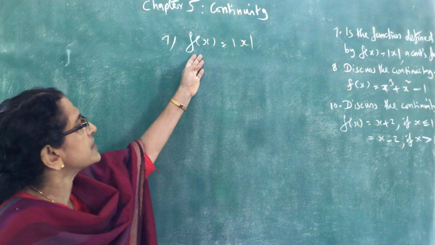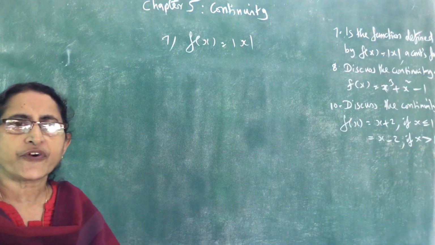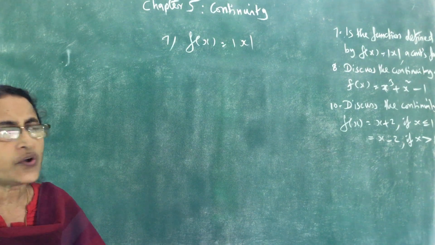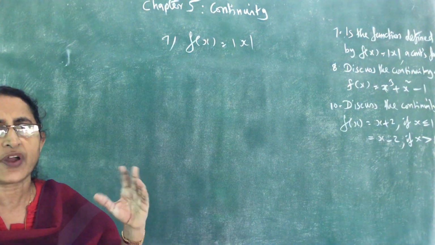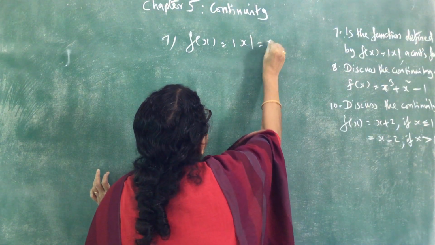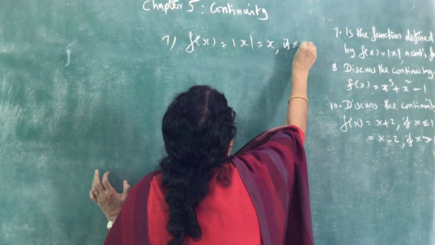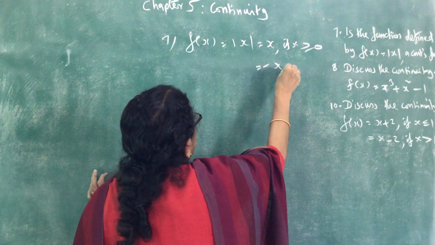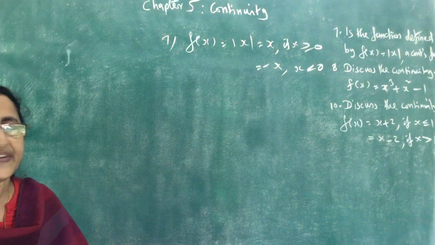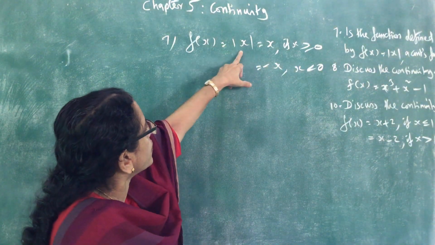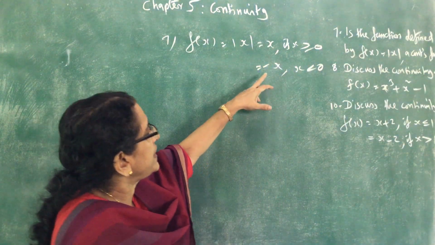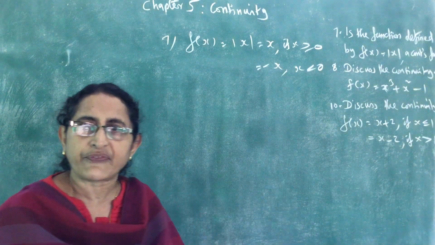What is the domain of this function? This is modulus x. It is defined for every real number x. So the domain of this function is the set of all real numbers. First we have to rewrite the function. We have to change the modulus and write the function. By definition, we know it is equal to x if x is greater than or equal to 0, and equal to minus x if x is less than 0. That is how the modulus function is defined. So f of x equal to modulus x is equal to x if x is greater than or equal to 0 and equal to minus x when x is less than 0. This is the definition of the function.